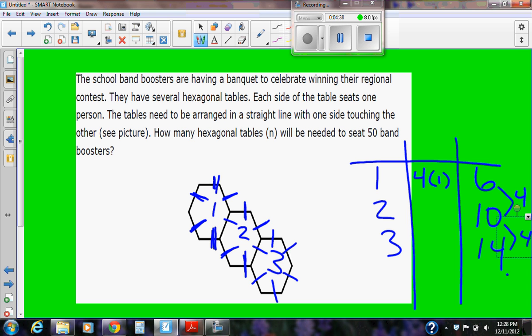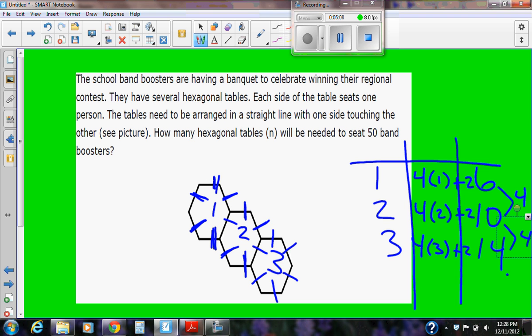And then I need to adjust it to equal 6. So I'm going to add 2. So 4 times 1 is 4, plus 2 gives me 6. So we're going to bring it down to the second table. 4 times 2 is 8, plus 2 is 10. Okay, my rule is still working. Let's try it one more time. 4 times 3 is 12, plus 2 is 14.